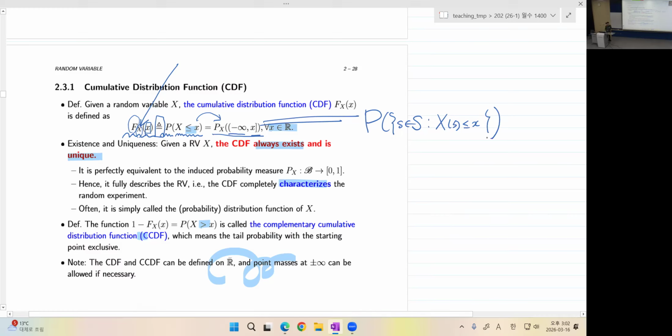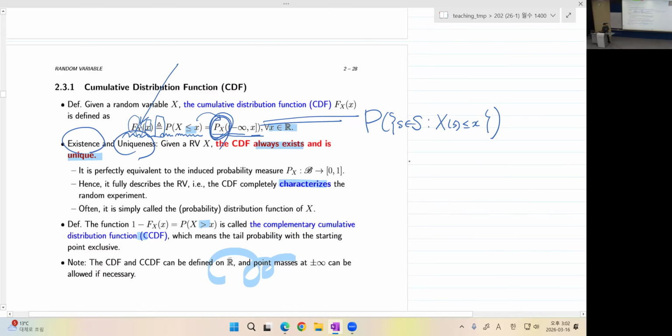Right? Got it? But anyway, so this is the CDF. And as I told you, it exists and is unique, and it's equivalent to the induced probability measure, which means that it characterizes the random variable. What do we mean by characterize? Fully describe.